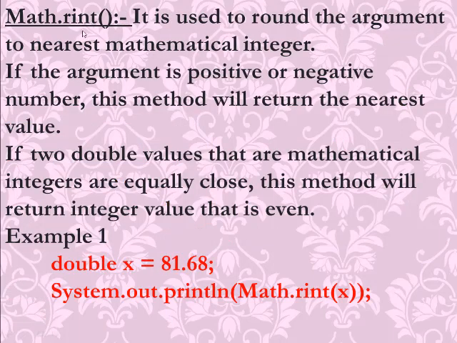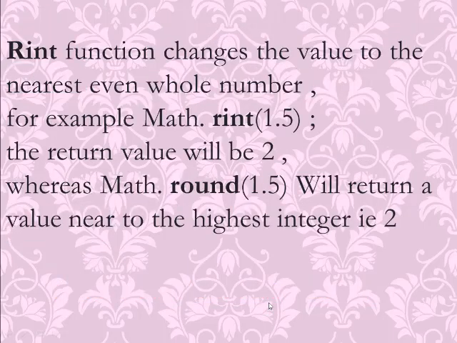The next function is Math.rint. It also rounds off the given argument to the nearest mathematical value, but it returns the value as a double. For example, if we have 81.68, Math.rint(x) will return 82.0. Similarly, if you have Math.rint(1.5), you will get 2.0, and Math.round(1.5) gives you 2.